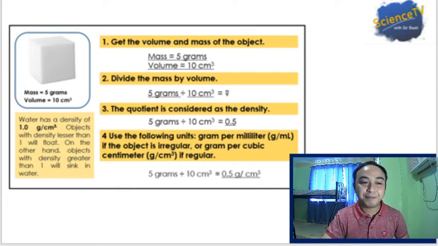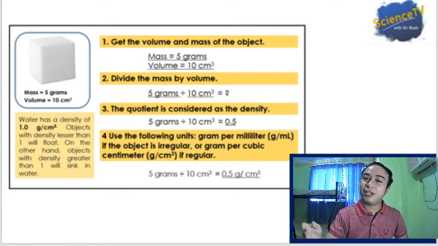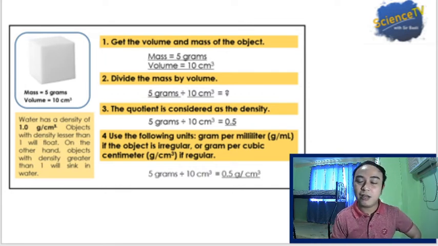Okay. Now, sir, we already got the density. How will we know if the object will sink or float? Now, this is a reminder. Water has a density of 1.0 gram per centimeter cube. Objects with density lesser than 1 will float. Be reminded, objects with density lesser than 1 will float. On the other hand, objects with density greater than 1 will sink in water.